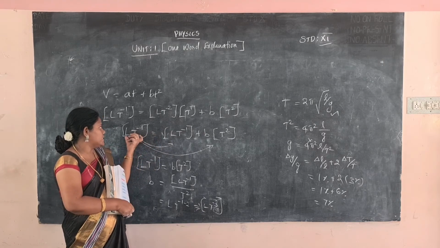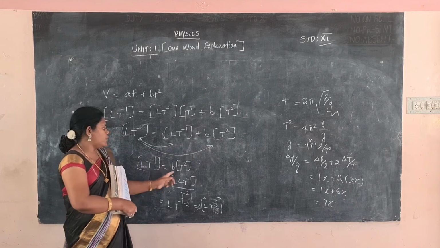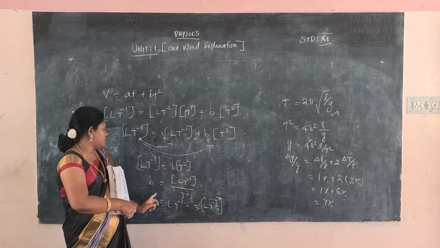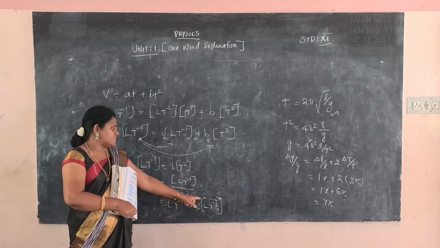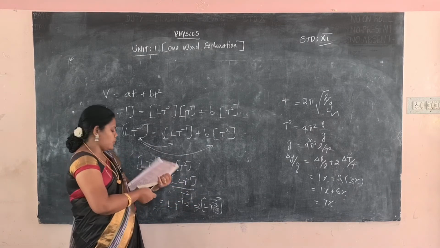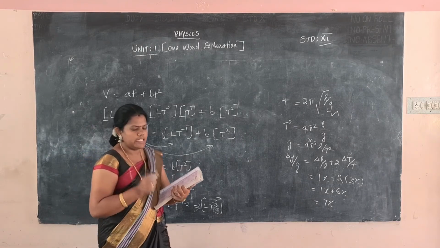And the second one, L t power minus 1 is equal to b into t square. We want b, so b is equal to L t power minus 1 by t square. So you easily find L t power minus 3. This is option D. So for the 9th one, option D is the answer.